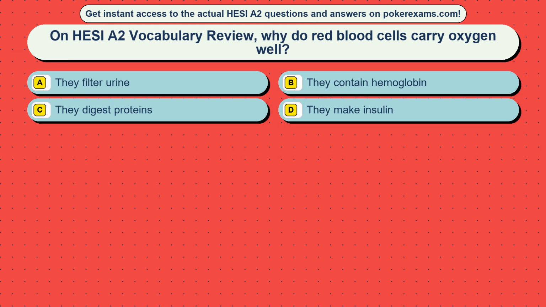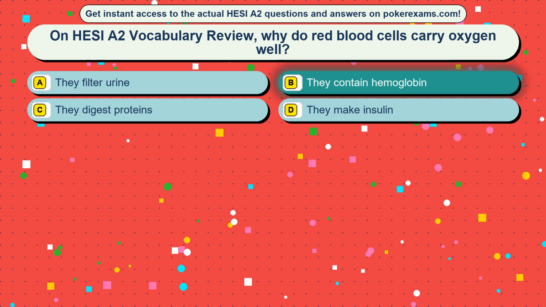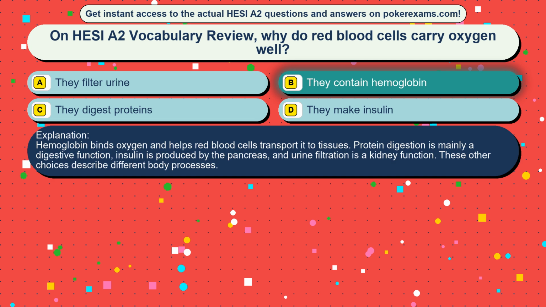Question 24. On HESI A2 vocabulary review, why do red blood cells carry oxygen well? Option A, they filter urine. Option B, they contain hemoglobin. Option C, they digest proteins. Option D, they make insulin. The correct answer is option B, they contain hemoglobin. Hemoglobin binds oxygen and helps red blood cells transport it to tissues. Protein digestion is mainly a digestive function, insulin is produced by the pancreas, and urine filtration is a kidney function. These other choices describe different body processes.